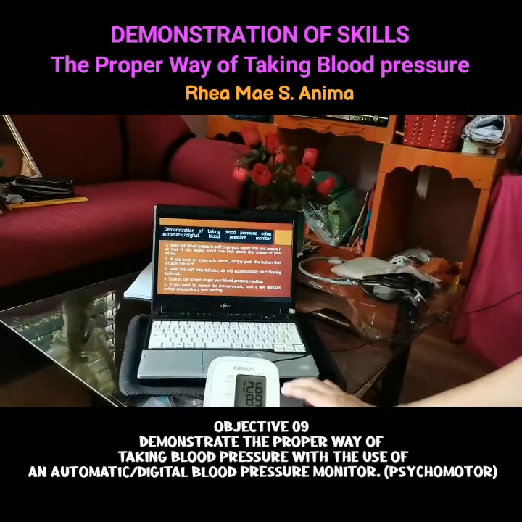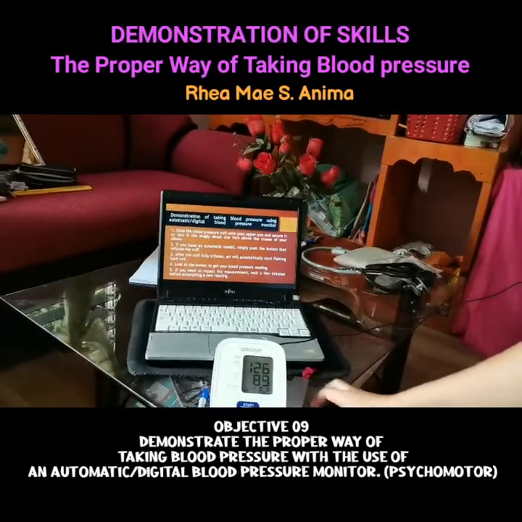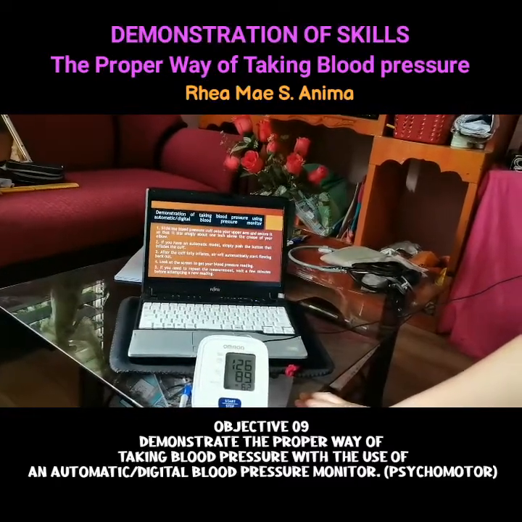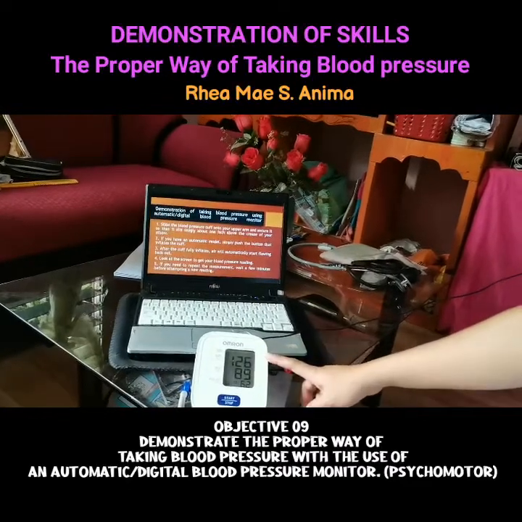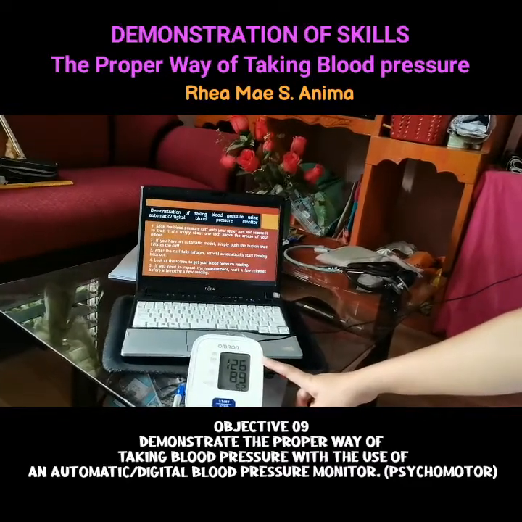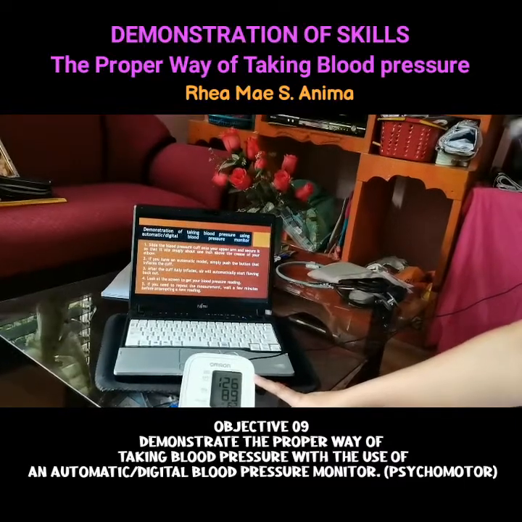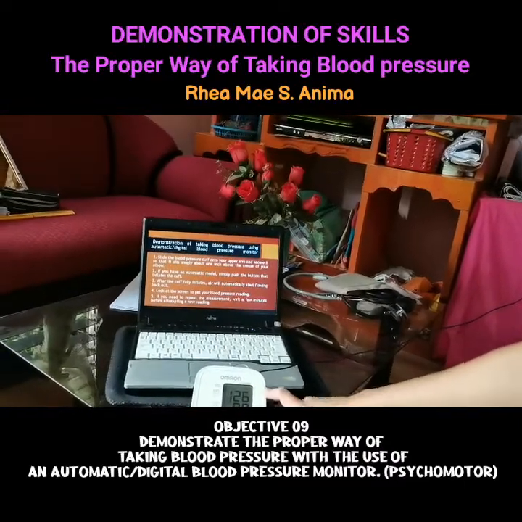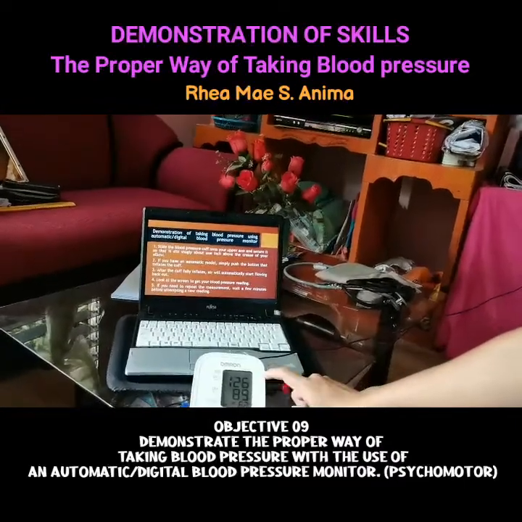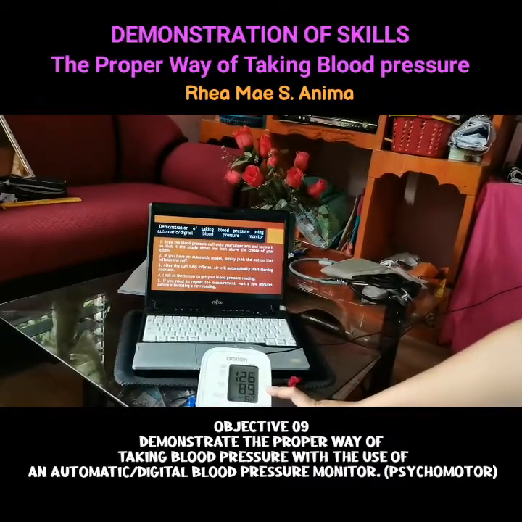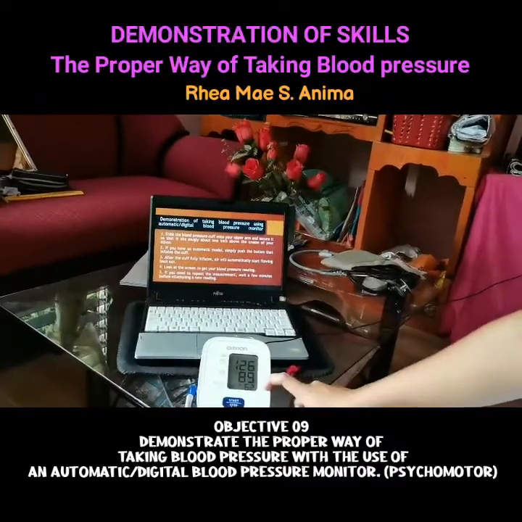So as you can see the result here, we have 126 over 89. The systolic is 126, just a little bit higher than normal. And the diastolic is 89. And you can also see the pulse.